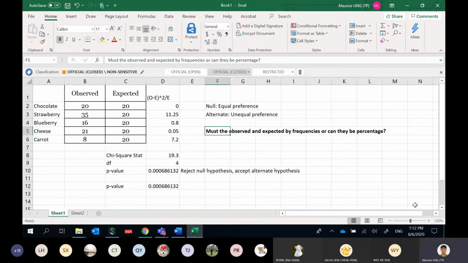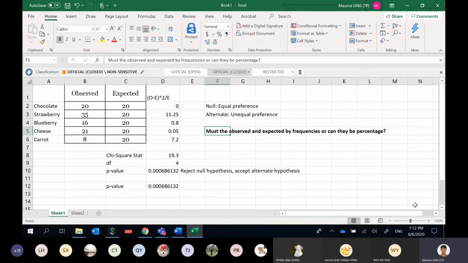Okay, how about Jermaine? Can you answer this question? Must the observed and expected be frequency, or can they be percentage? Frequency. Must be frequency, right? Do you know why? If I ask you to show an example of why, do you know why? No. Okay. Who can help Jermaine?